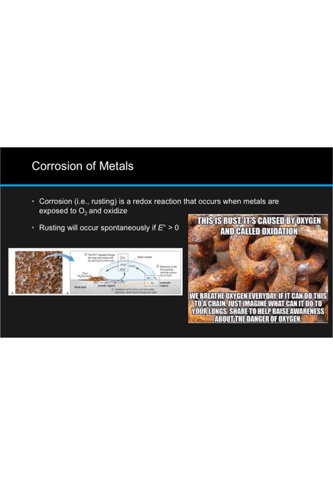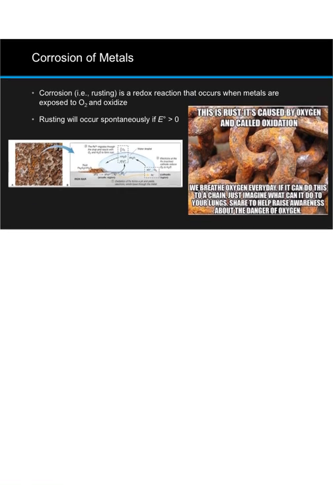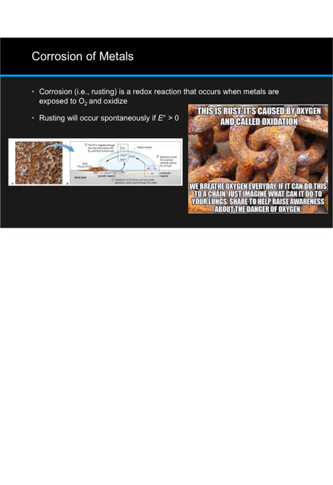A second application of these redox reactions is in preventing the corrosion of metals. Corrosion or rusting is a redox reaction that occurs when metals are exposed to oxygen and moisture in the atmosphere and thus oxidize. This is a spontaneous electrochemical redox reaction whenever E cell for this reaction is greater than 0, according to our thermodynamic treatment of electrochemistry. Think about two different metals, perhaps gold and iron.